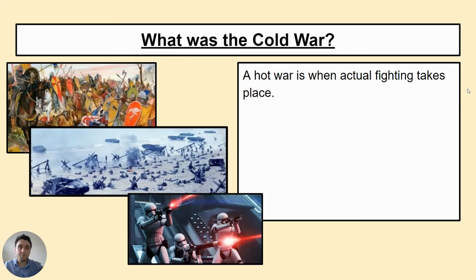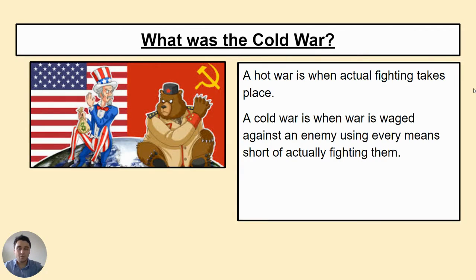So what's the difference, first of all, between a hot war and a cold war? Well, a hot war is when actual fighting takes place. So there's actual combat, there's actual conflict. They are most of the battles that you would have studied throughout history and a few that I've chucked in. A cold war is when war is waged against an enemy using every means short of actually fighting them. So in this case, we've got the Cold War between the USA and Russia, or the USSR. They never actually fought each other physically, but they used several other tactics to fight each other. And that's what we're going to look at in today's lesson.